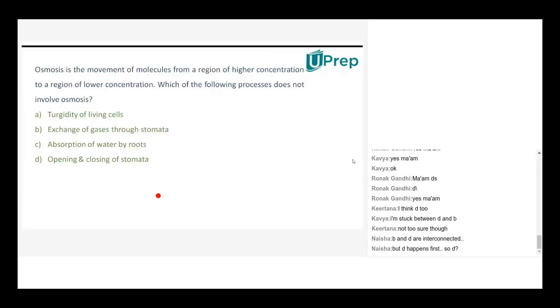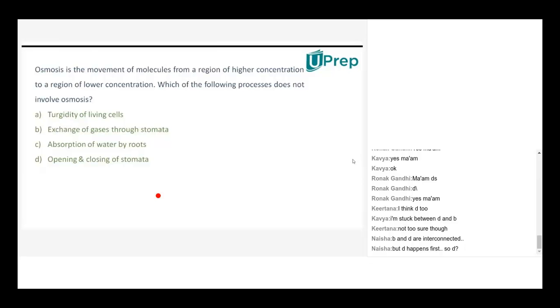The previous question is linked to this question. In the previous question, I said there is a shrinkage of the cell, isn't it? That shrinkage of the cell is nothing but turgidity of the cell. So when molecules move from high concentration to low concentration, the change in cells happens. So turgidity is a process where osmosis is involved. So that is not the answer. They asked which process does not involve osmosis. Then the second option and the last option, we'll come to those two options later.